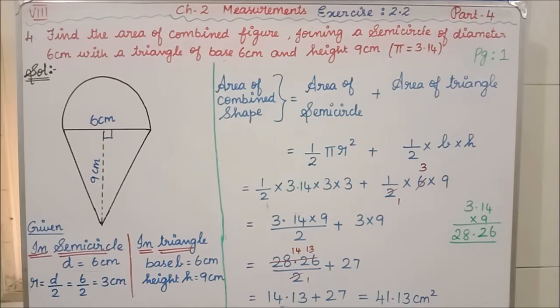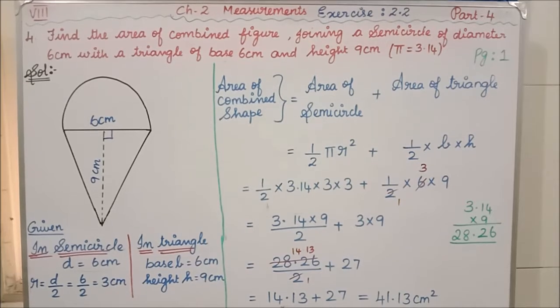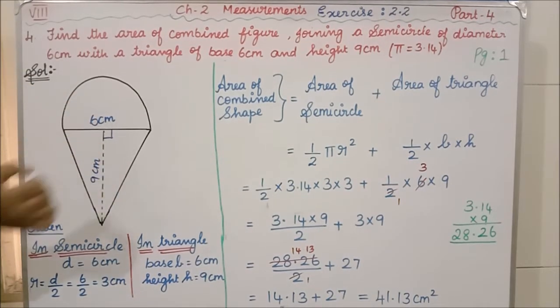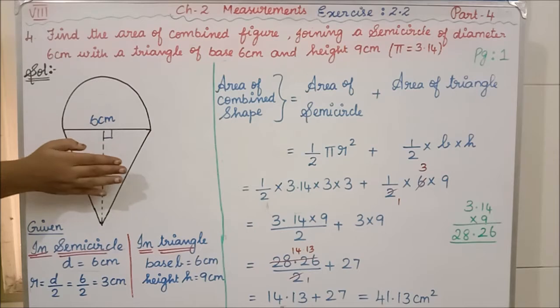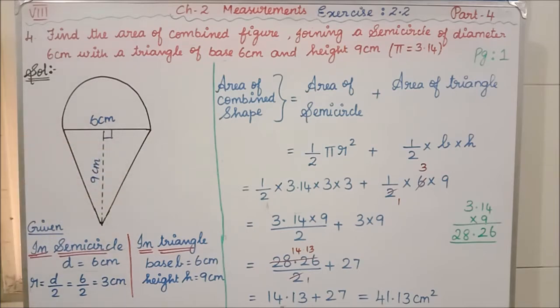Students, now in this session, we'll start from the fourth question in exercise 2.2. Here also they have given the diagram in the form of combined shapes. By seeing the diagram itself, you come to know what figures they are using here. One is a semicircle, and the other shape is like a cone. So here we are going to deal with two shapes, a semicircle and a triangle. Now first we will read the question.